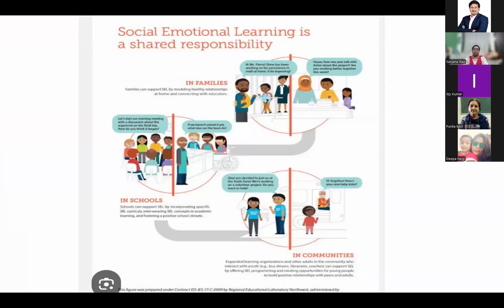So these are the social and emotional learning responsibilities from the school side, from the community side, and the family side. What we have talked about, what we have learned so far, everything is being shown here.